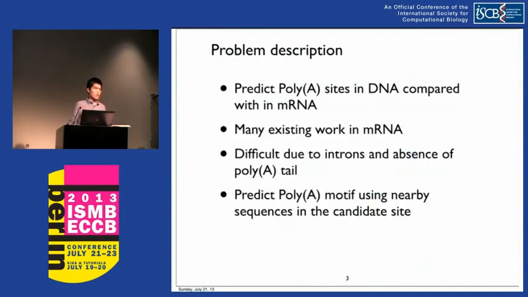Many existing works have focused on detecting the signal in the RNA. However, it's much more difficult to detect them in the DNA due to the introns and the absence of the PolyA tail. Existing work focused on using information from the nearby sequences around the candidate site.